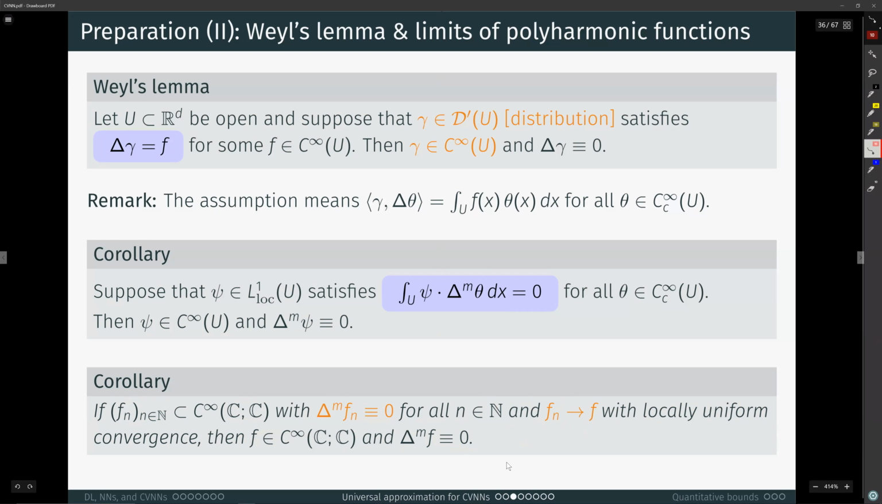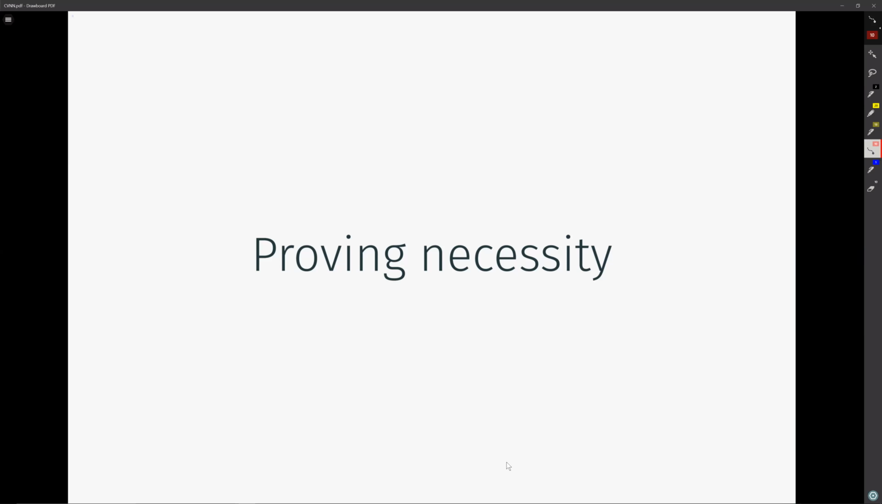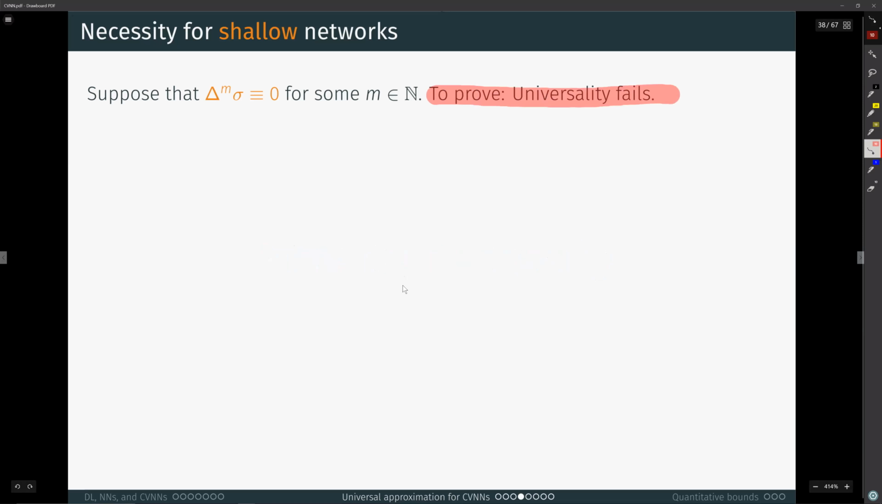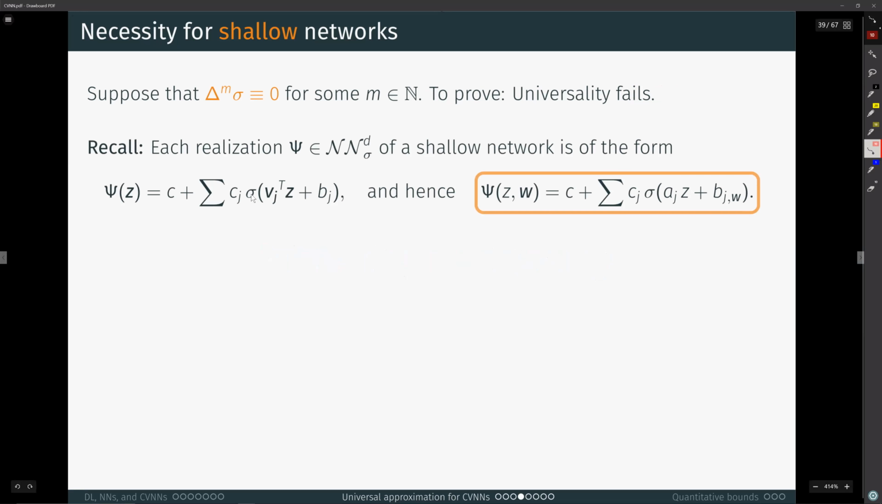Okay, now we can actually prove the two directions. So we have to prove necessity and sufficiency, right? So if the function is polyharmonic, then we want to show that universality fails. So how do you do this? Each shallow network is just a linear combination of sigma composed with an affine linear map. And just because it's somewhat easier to work with a one variable function instead of d variable functions, let's fix the last d minus 1 variables, and let's just look at it as a function of the first variable. This is then of this form, so you have a sum of shifted and dilated versions of sigma.